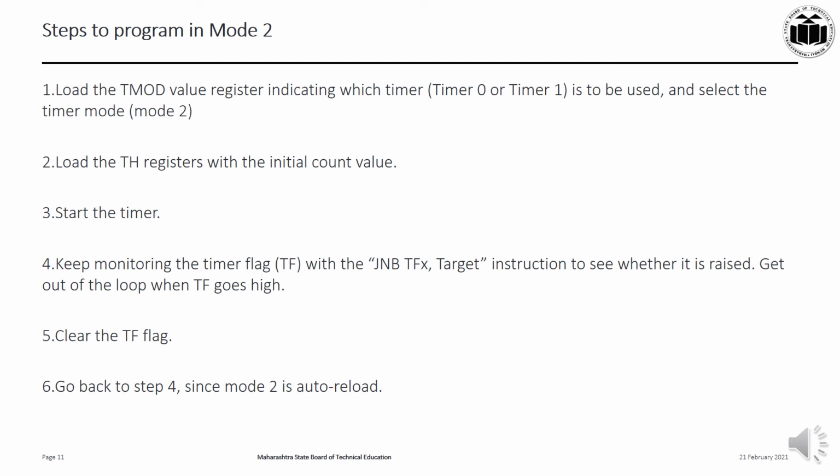Then keep monitoring the timer overflow flag by using the instruction JNB TF, and check whether it is raised or not. Get out of the loop when TF goes high, and then clear the TF flag. At last, go back to step number 4, since mode 2 is an auto-reload mode.